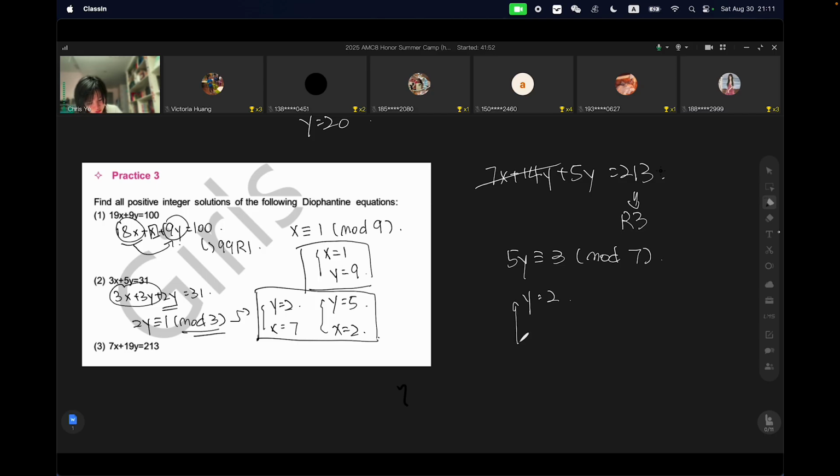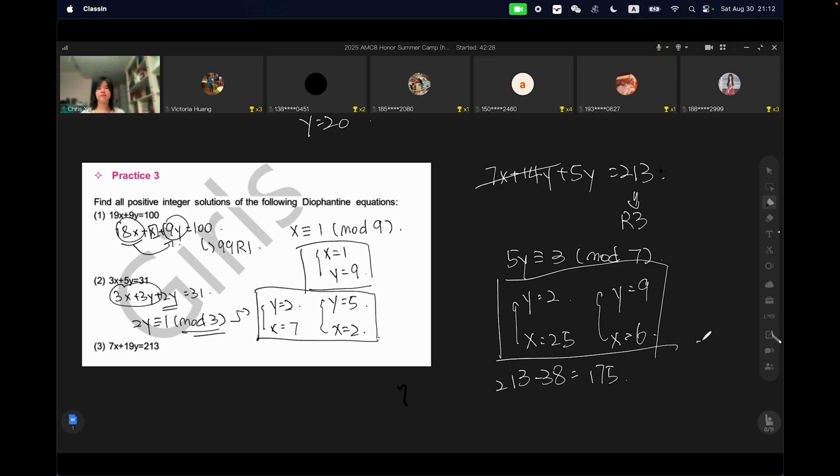So y equals 2. And in this case, x would be 213 minus 38 equals 175, and divided by 7, that would be 25. And the next would be y equal to 9. And in this case, x would be equal to 6. And we find that we can't solve any further, so these two are the answers for number 3.